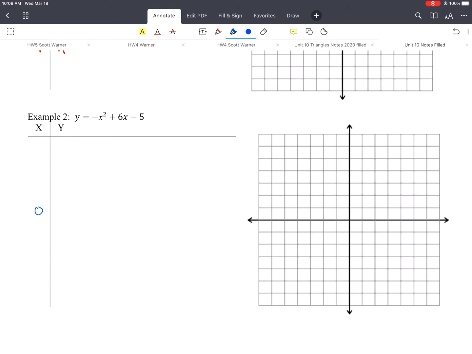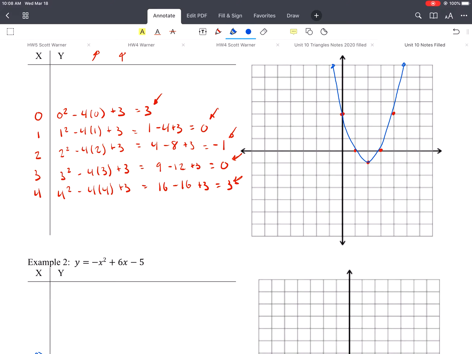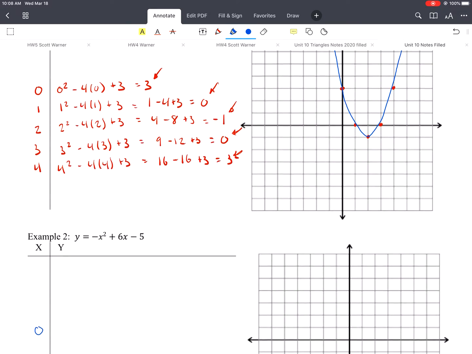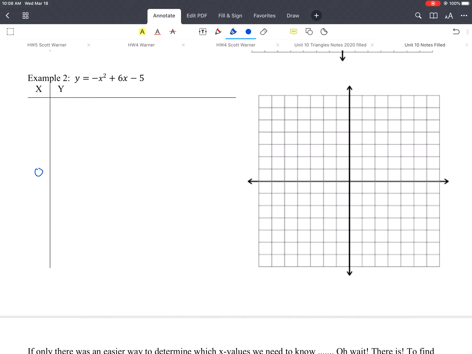If we plug 0 in, I just leave some space above because I don't know which way I need to go to be able to find our vertex. So I kind of just guess 0. That ends up giving us negative 0 squared plus 6 times 0 minus 5. Well, that just gives you -5. So at 0, it's -5. So right here.